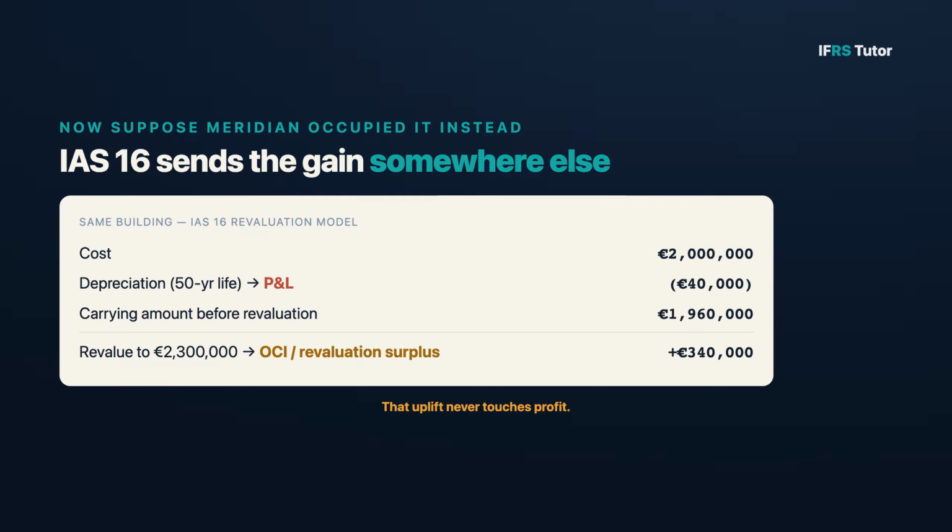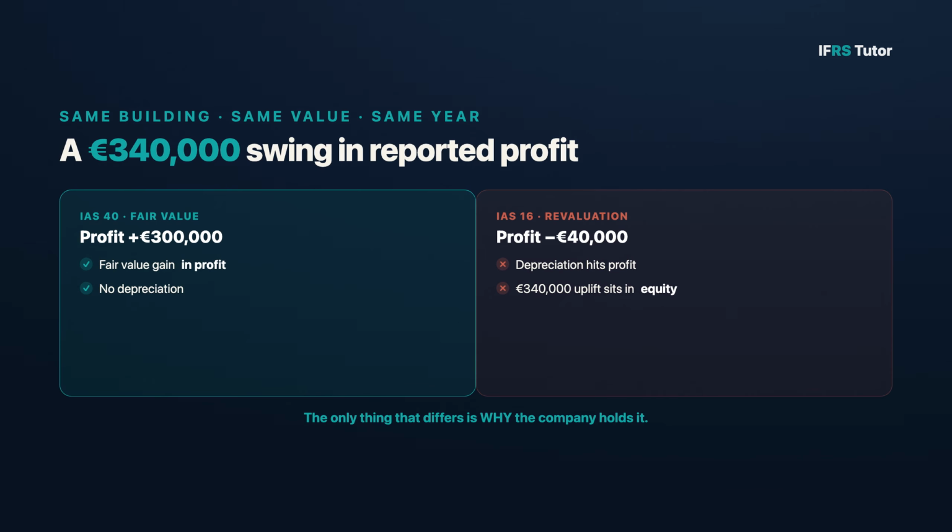So look at what just happened to the bottom line. Same building, same value, same year. As investment property at fair value, profit is 300,000 euros better off. As owner-occupied property under IAS 16, profit is 40,000 euros worse off because of depreciation, and the 340,000 uplift sits quietly in equity. That's a 340,000 euro swing in reported profit from nothing but the reason the company holds the building. This is why the classification question isn't academic.